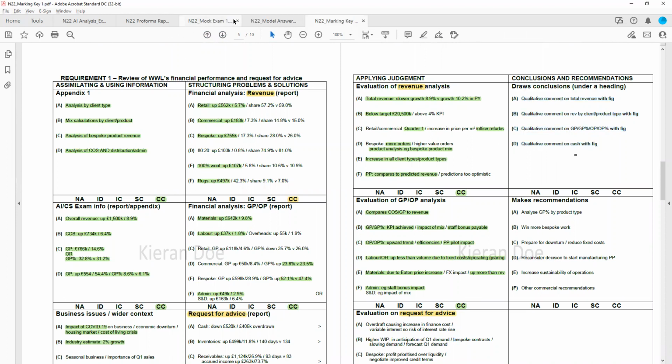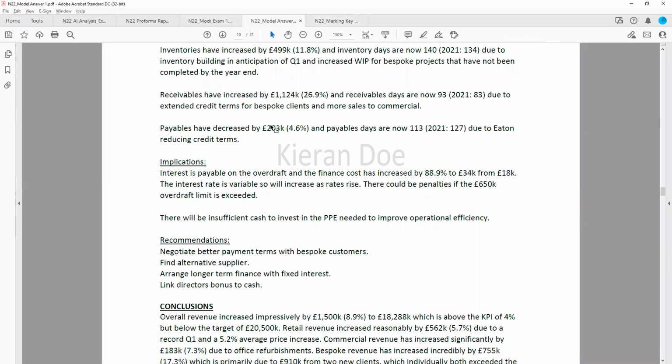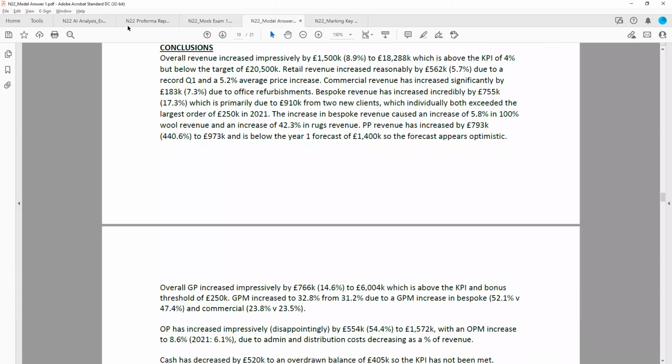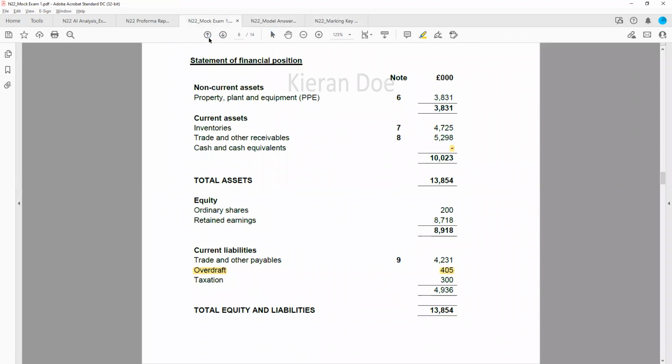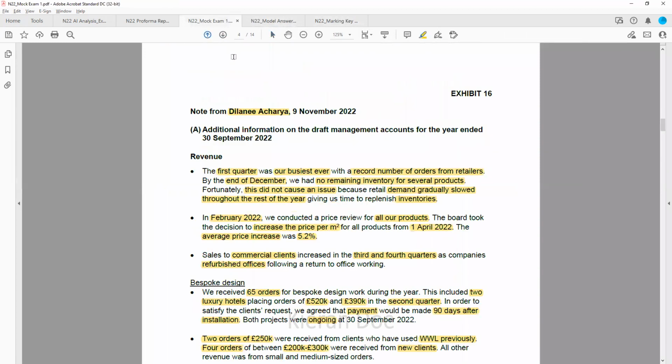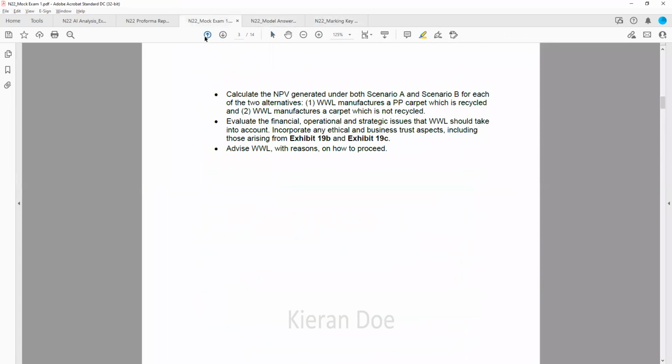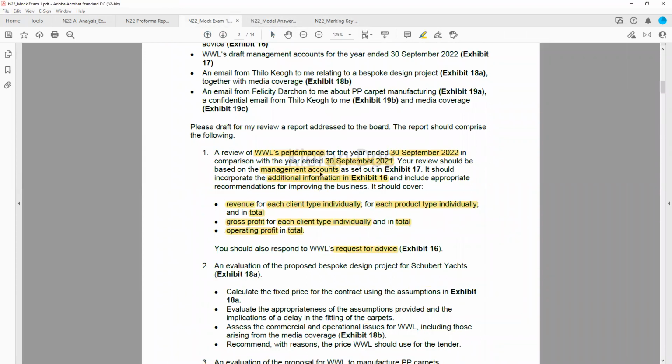So then when you come to your conclusions, what we need to do here on the conclusions is just to make sure that we've got a point on everything we've been asked for. So I like to flip back to the requirement wording and just make sure that I've covered everything off.